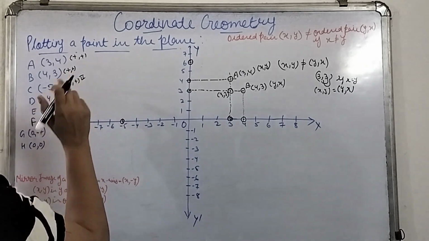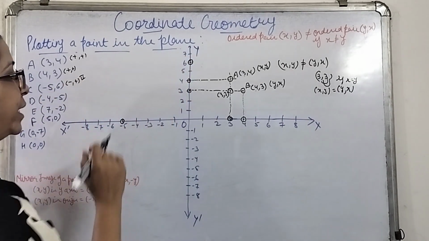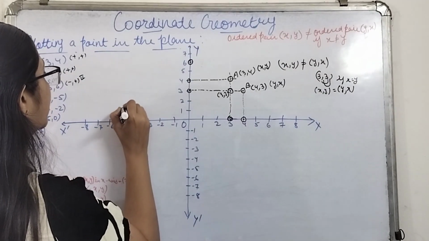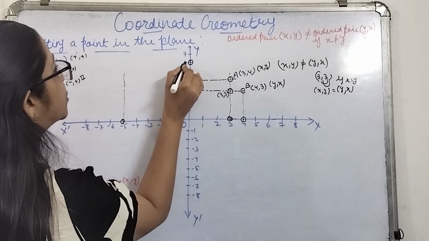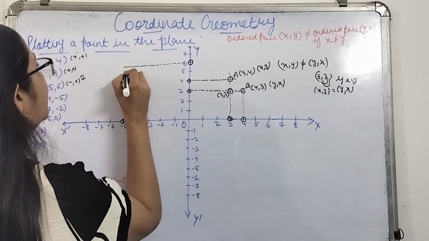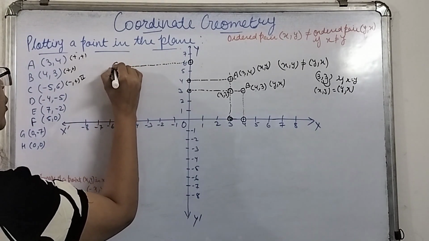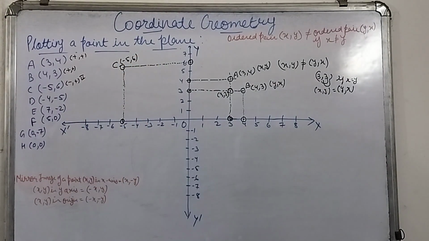Because this point is going to lie in the second quadrant, from both the points we will be drawing perpendiculars in the second quadrant. So from here I'll start drawing a perpendicular in the second quadrant, and from here also I will start drawing a perpendicular in the second quadrant. The point where they intersect each other or meet each other will be the point C, whose coordinate will be (-5, 6).